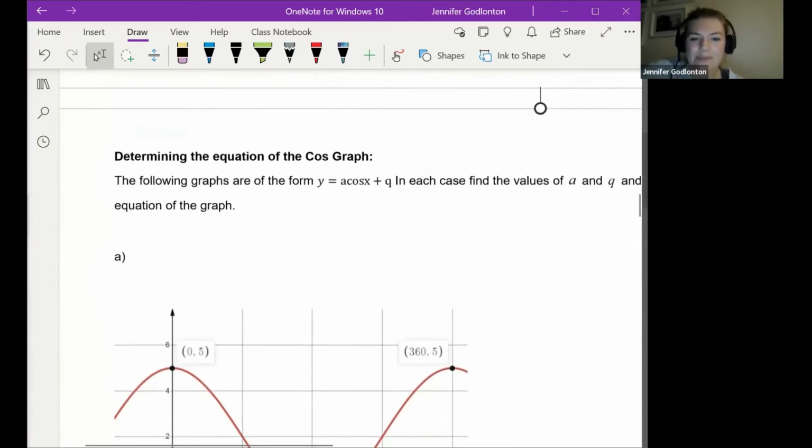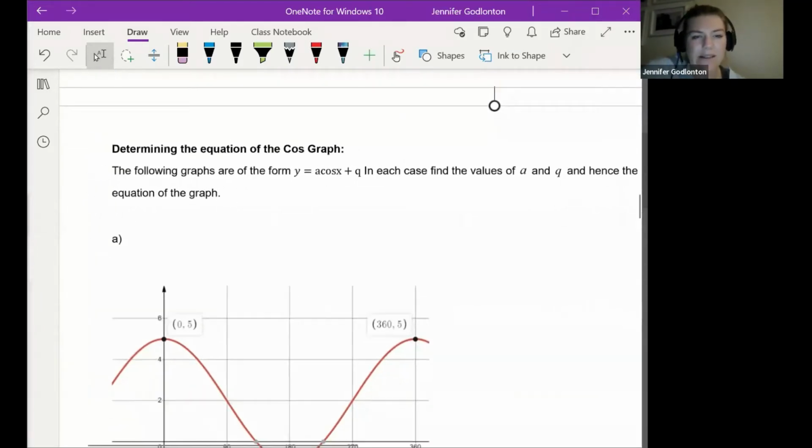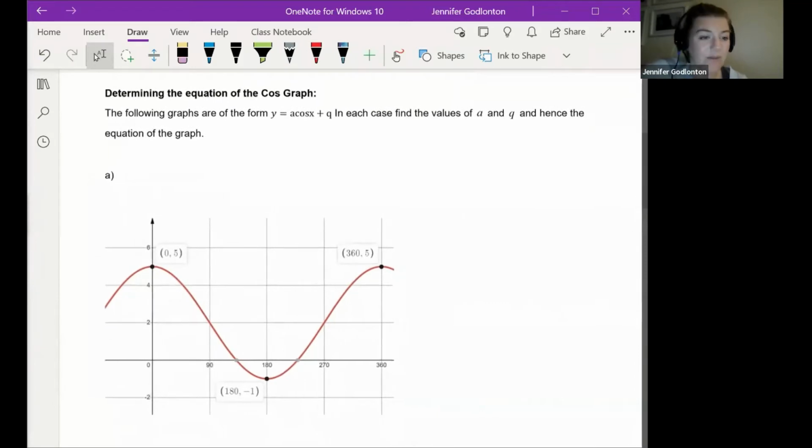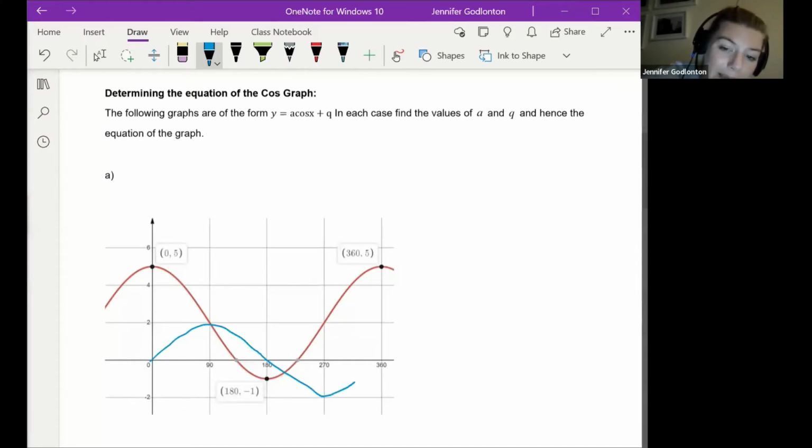Okay, so today what we're going to be talking about is we're going to be determining the equation of a cos graph. And so we're trying to find our A and our Q value of a cos graph. Now, cos graphs can get a little bit nasty because when we have sine graphs and cos graphs on the same line, for example, I could have a graph that looks like this. And I could ask you to give me the equation of both the blue line and the red line. You need to then understand which is which.